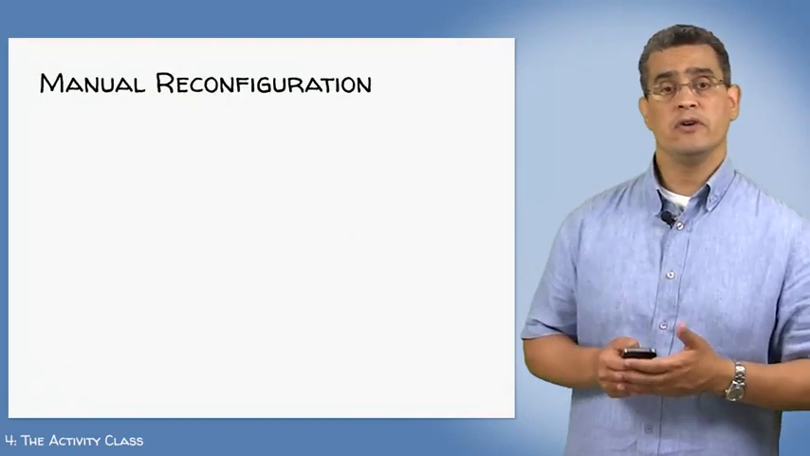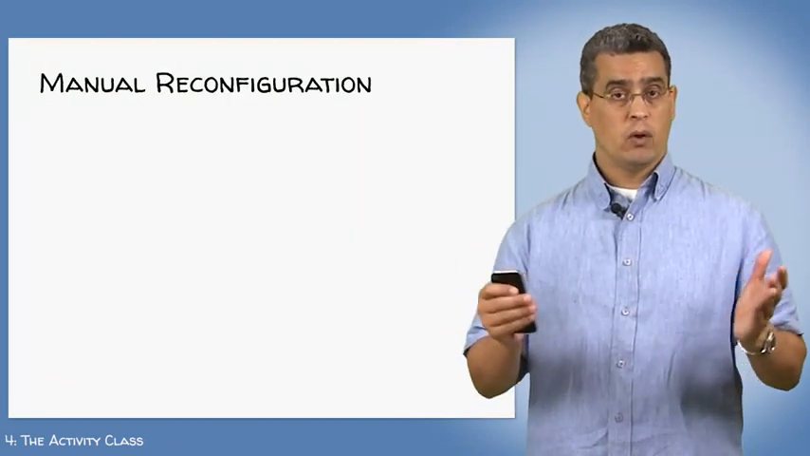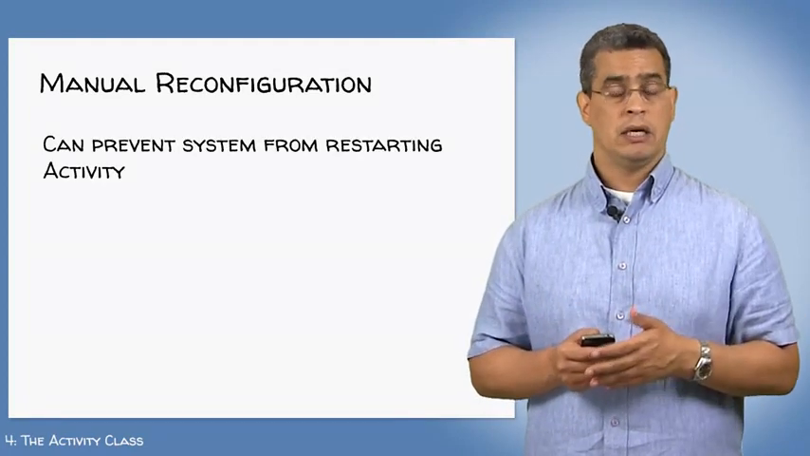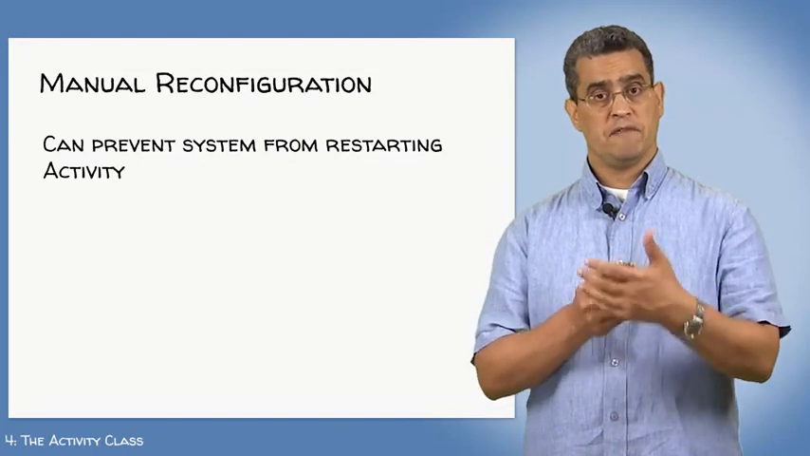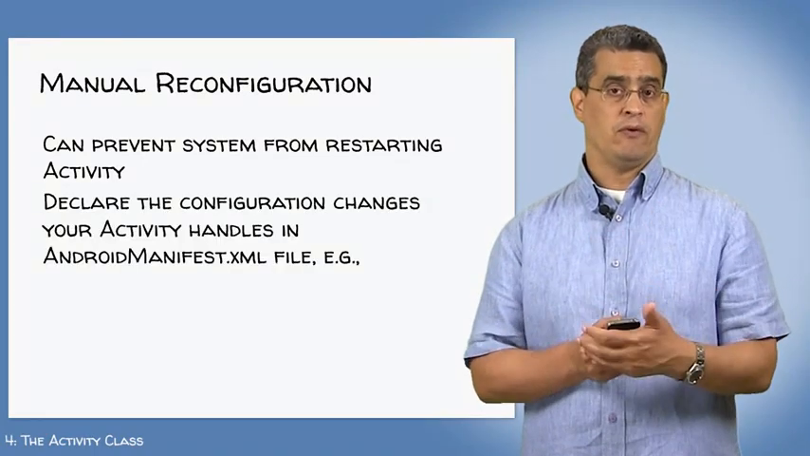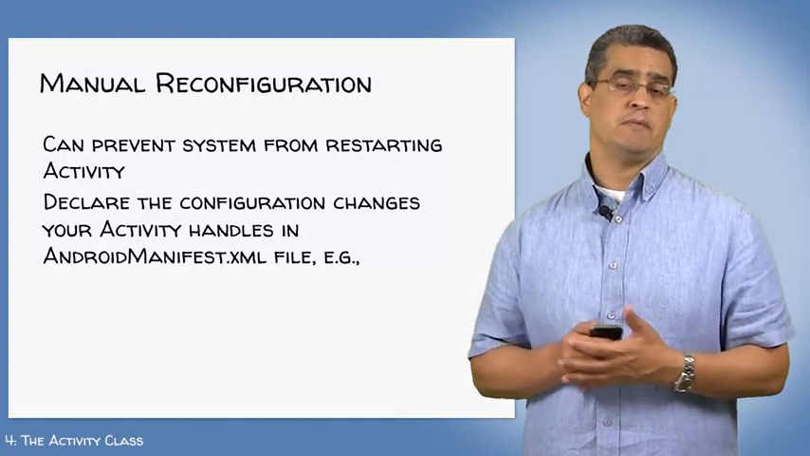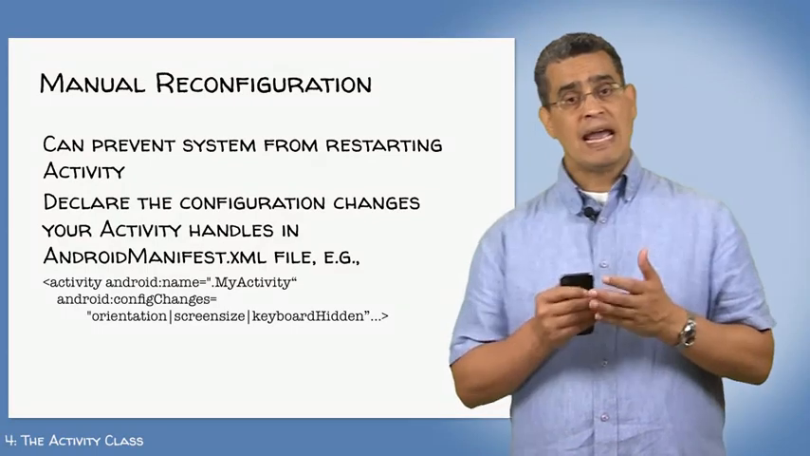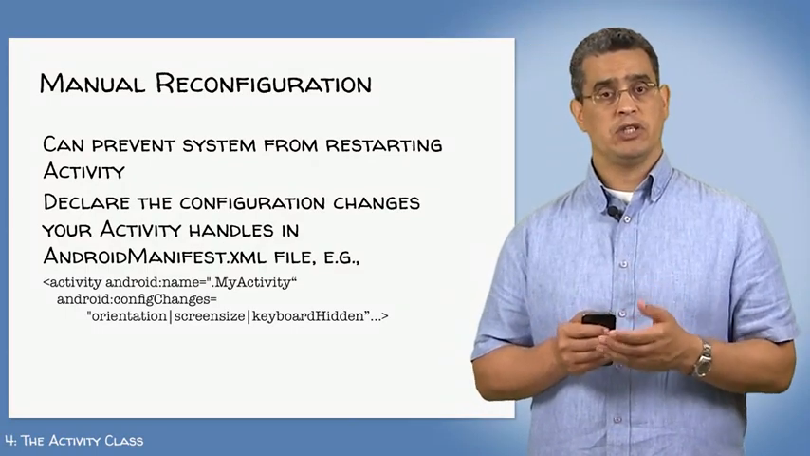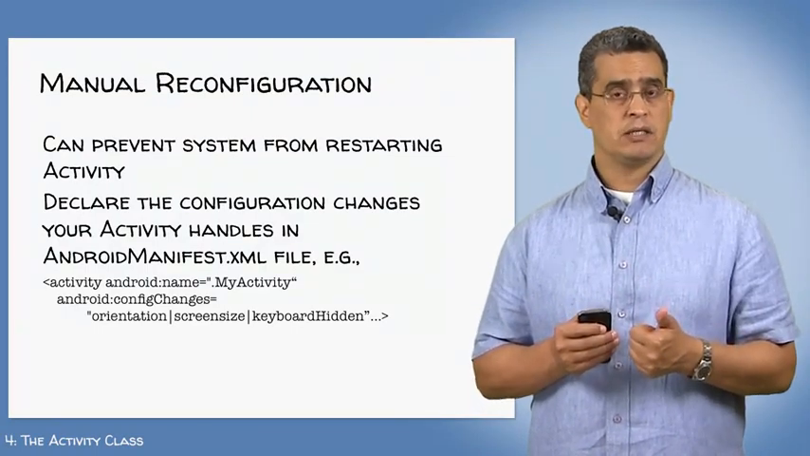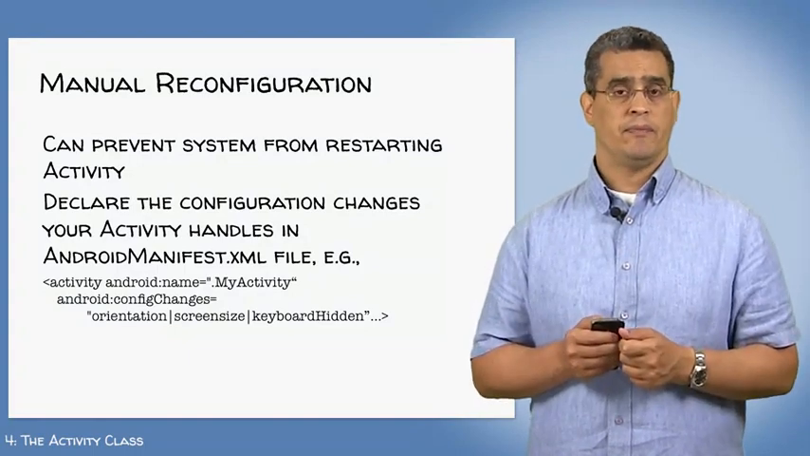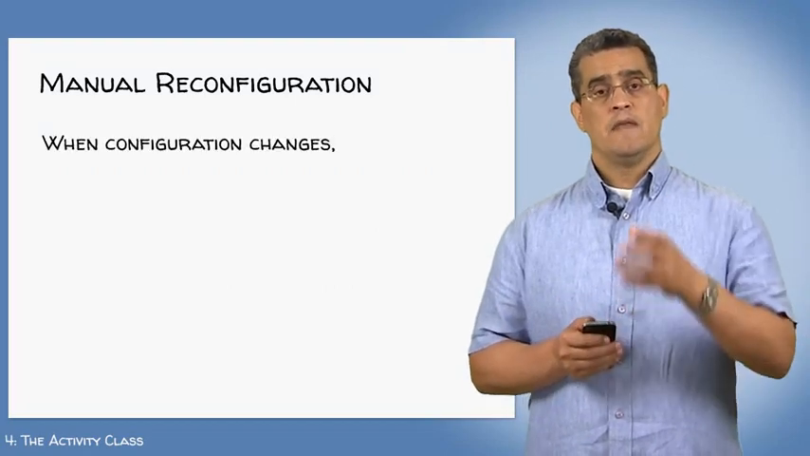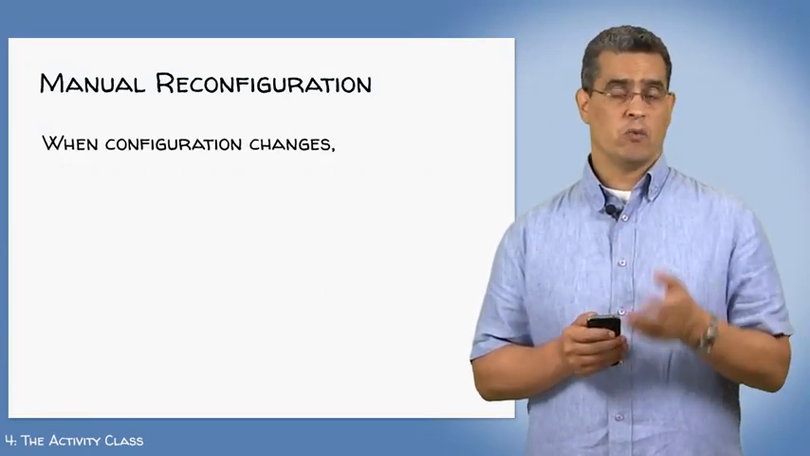Now, the second thing you can do to speed up reconfiguration is to avoid the whole kill and restart sequence altogether for specific configuration changes. And to do this, you declare those specific changes that your activity will handle in the AndroidManifest.xml file. For example, this XML snippet indicates that my activity will manually handle changes in device orientation and screen size and keyboard accessibility.